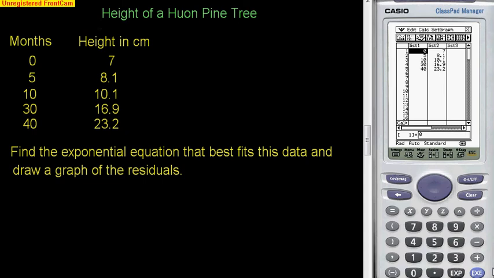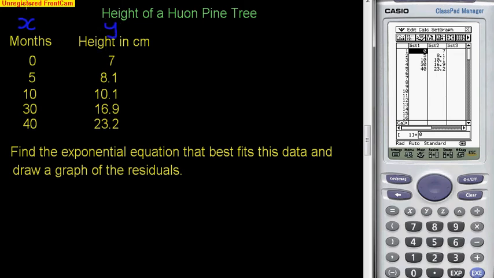Hello again. I'm going to do an exponential regression followed by drawing a graph of residuals. Here we go. I've got the height of a pine tree in months, using months and height in centimetres. I need to put that into the calculator first of all to do the exponential regression. The months, being the left hand side, will be the x values that I put in, and the height in centimetres will be the y values.